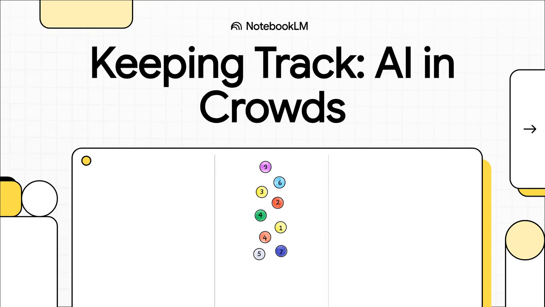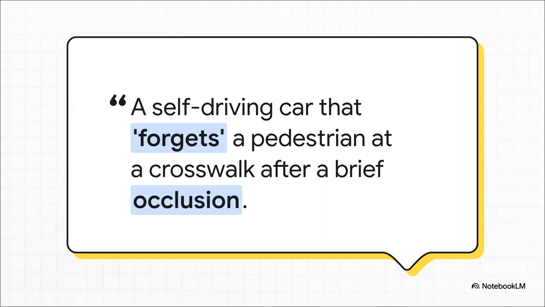Welcome to The Explainer, where we break down big topics using the source material itself. Today, we are diving into a really tough challenge, one that's super important for things like self-driving cars and public safety. How on earth does an AI keep track of every single person in a massive crowd? Just imagine that for a second. That's the high-stakes world of what's called multi-object tracking, or MOT.